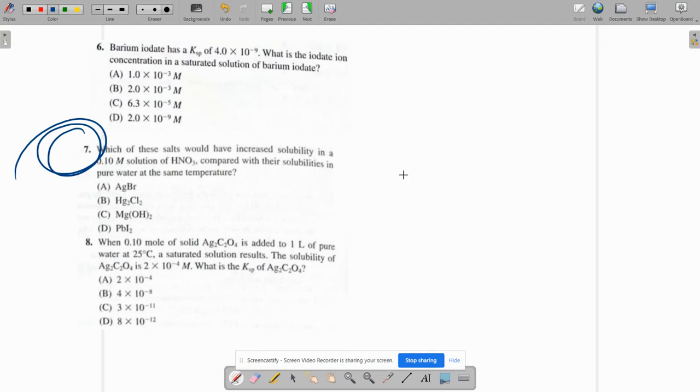It says, which of these salts would have increased solubility in a 0.1 molar nitric acid solution. So it's basically saying which of these salts would be more soluble in acidic conditions. So I would say you want to look for two things. Look for OH minus being present in the salt, and then your conjugate bases of weak acids. Okay, so let's take a look.